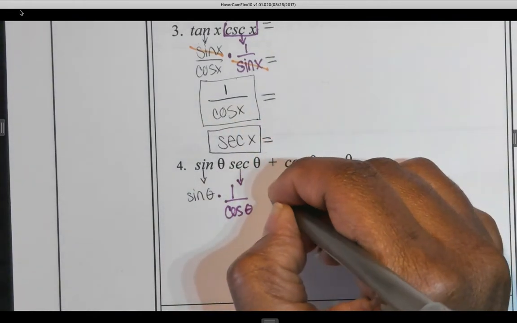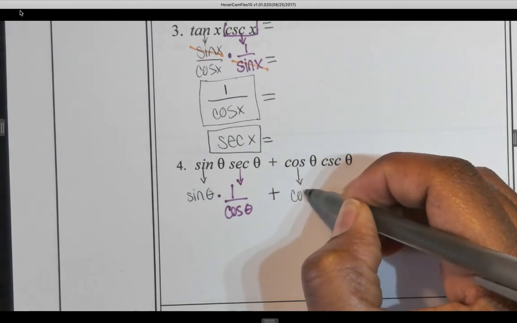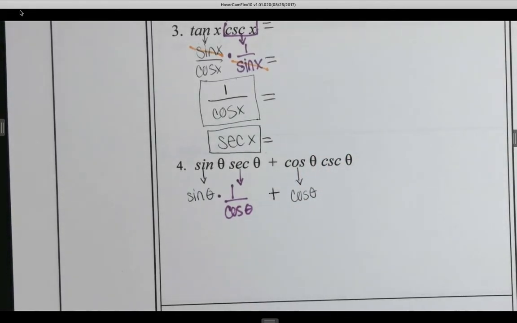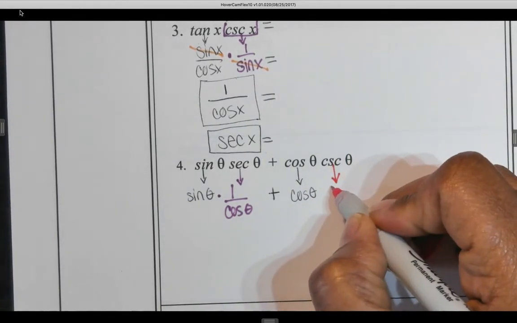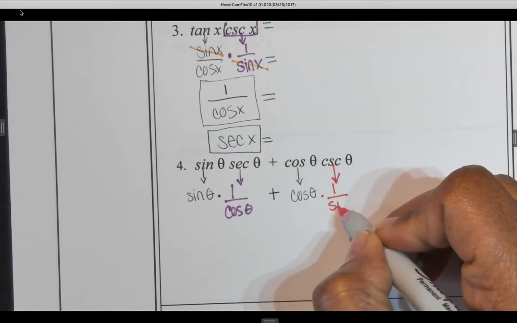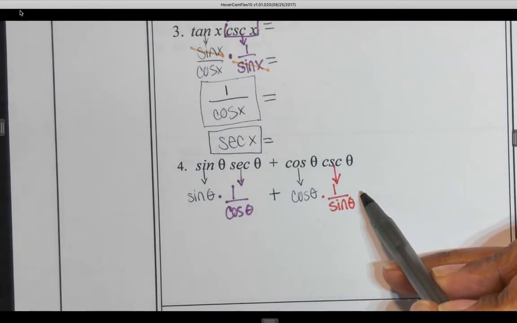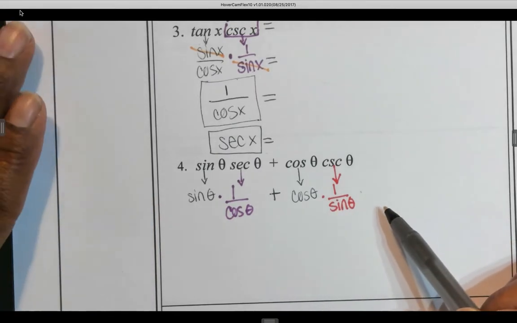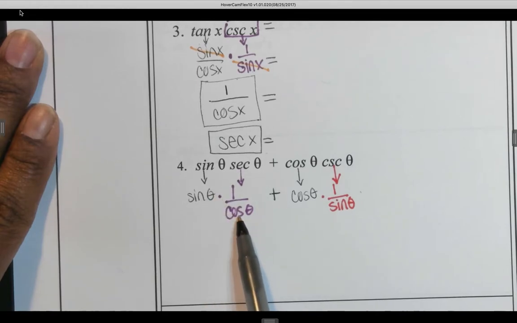All right. And then I'm going to do the same thing here. Cosine is already written in terms of sine and cosine, right? It's cosine itself. I don't need to change it. But cosecant can be rewritten as 1 over sine. All right, so now I have an equivalent expression. It's not simplified because it's still 4 terms. I still haven't really done anything to simplify. I've just rewritten the terms in the trig functions in terms of sine and cosine.